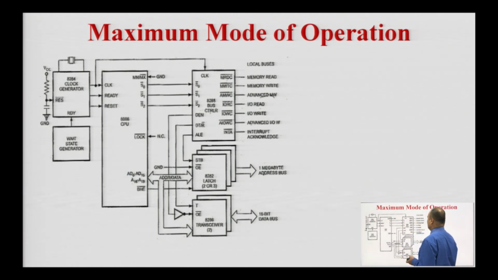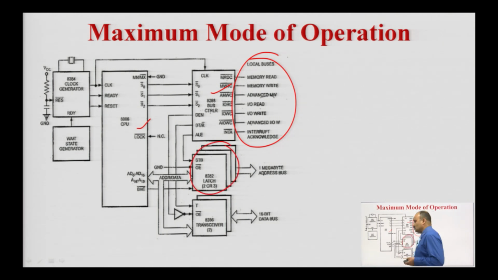In this maximum mode of operation, the bus controller is connected along with the 8086, and more than one processor is there. The function of this bus controller is to generate all the control signals, that is memory read and memory write, input output read and input output write control signals, and some advanced control signals for memory and input output write.